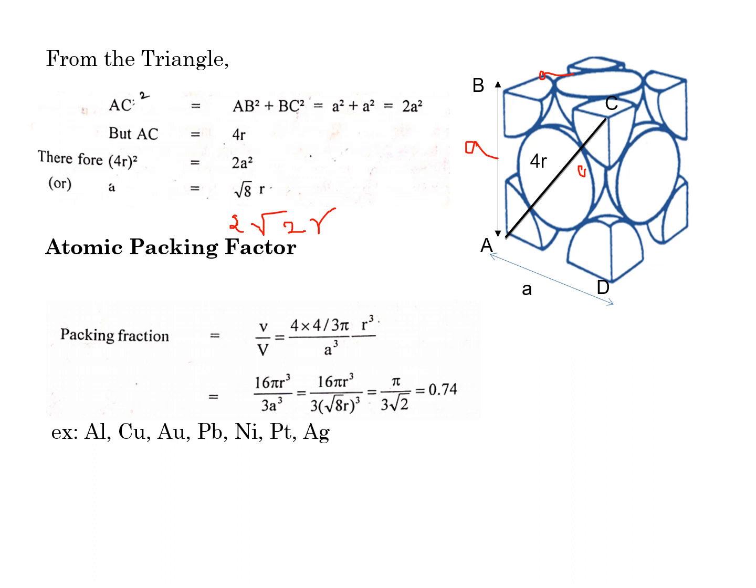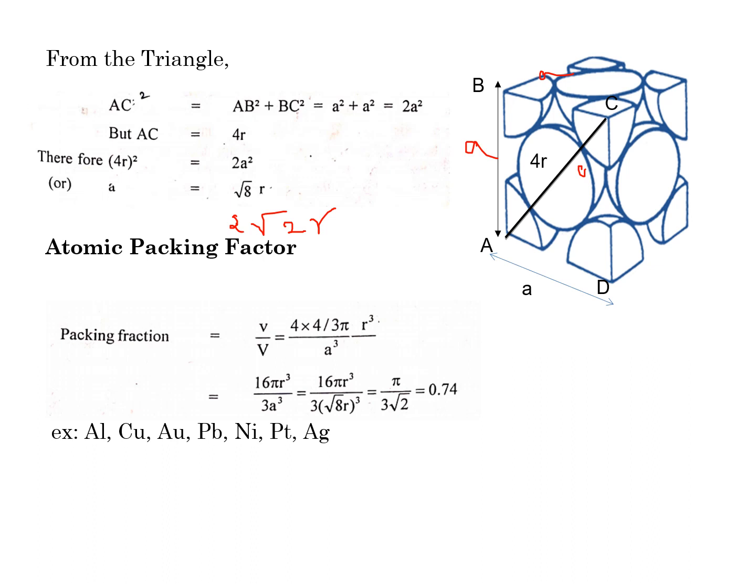To calculate the atomic packing factor, we know that it is the volume of the atoms in the unit cell to the volume of the unit cell. Here the number of atoms is 4. Therefore, 4 into 4 by 3 pi r cubed divided by a cubed. Substituting the value of a as root 8 R, it is 0.74. Therefore, 74% of the atoms are packed. Therefore, it is said to be a closely packed structure.